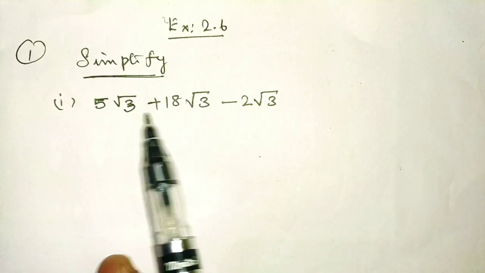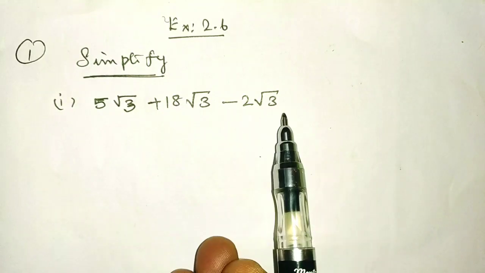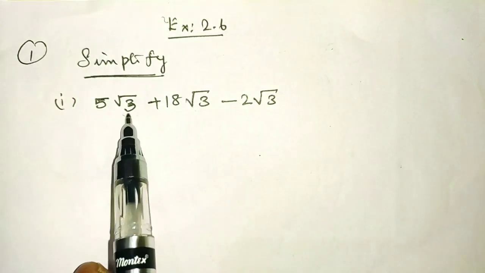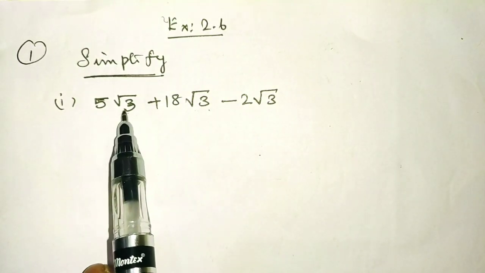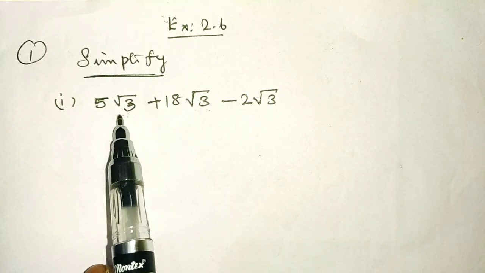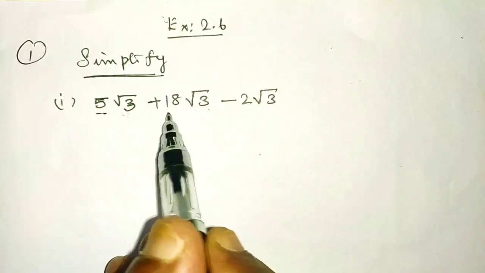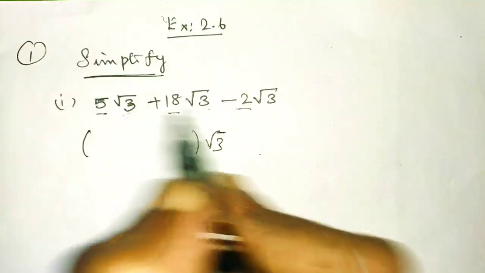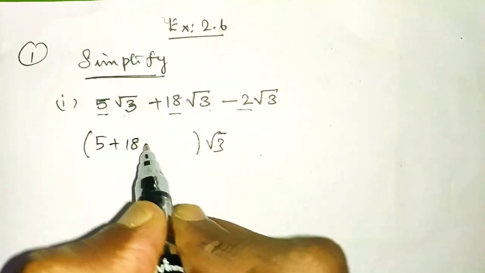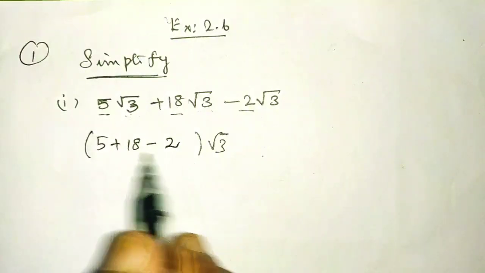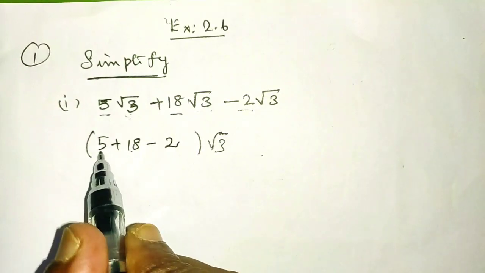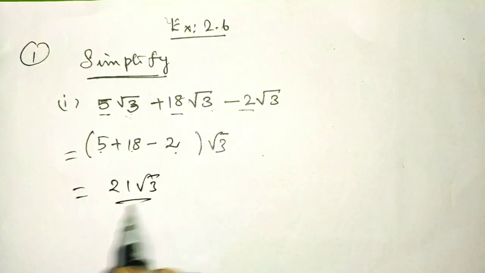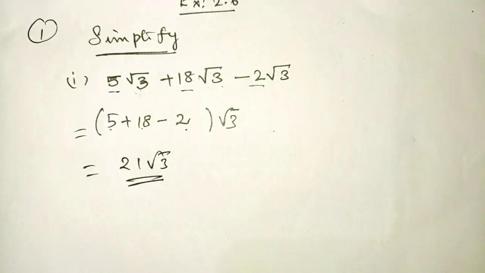Simplify 5 root 3 plus 18 root 3 minus 2 root 3. Here in the root we have the 3, which is in the simplest form. We can't simplify this 3 again. So I am going to add the coefficient alone. So write this root 3 as common, and you can write the coefficients as 5 plus 18 minus 2. If you simplify this, you will get 18 plus 5 gives 23, 23 minus 2 gives 21 root 3. So this is the answer for the first sum.